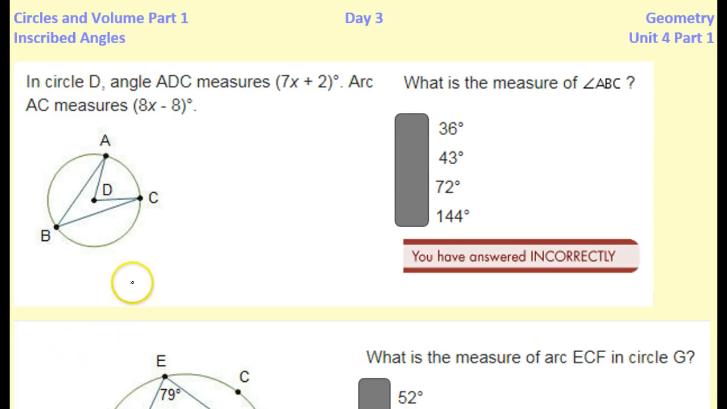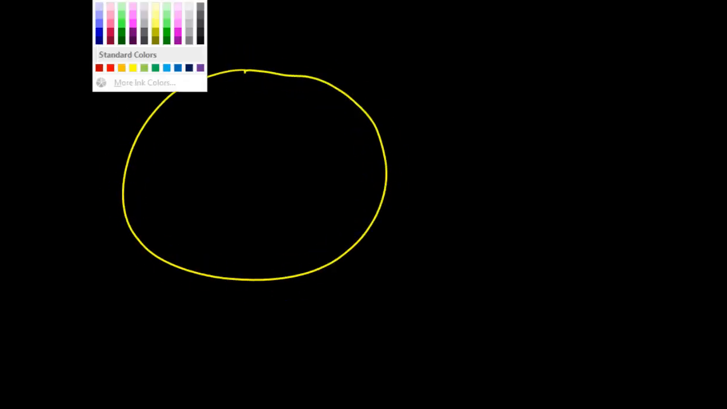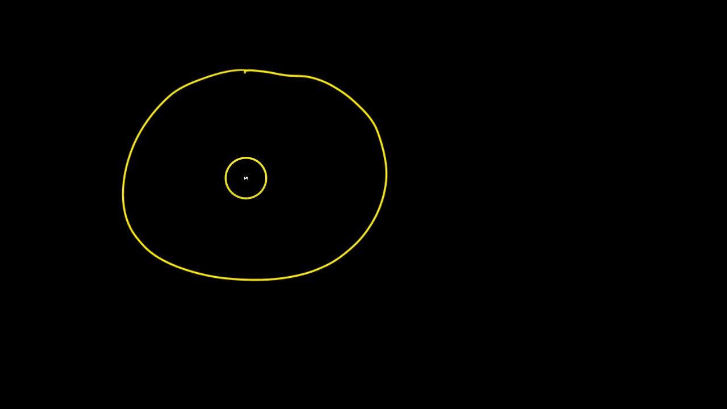Alright, so this lesson is about inscribed angles in a circle. First we have to talk about what inscribed angles are. If this is a circle, then the first thing we learned about was central angles. A central angle is an angle whose vertex is at the center of the circle, like this one.